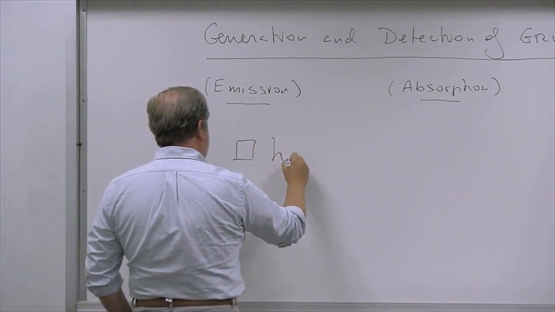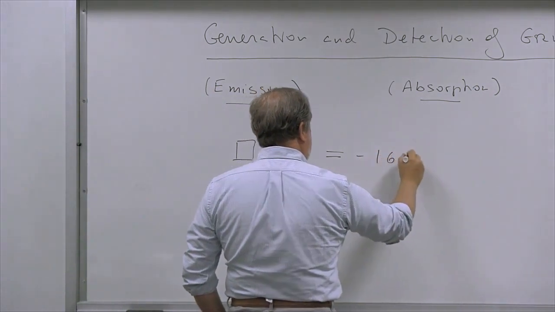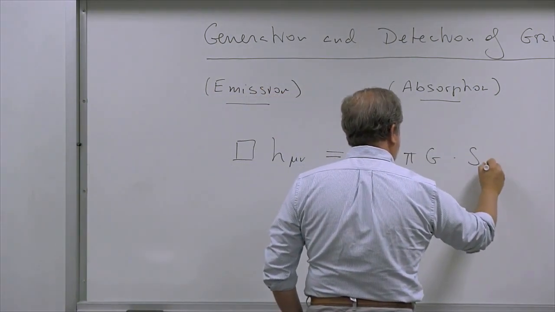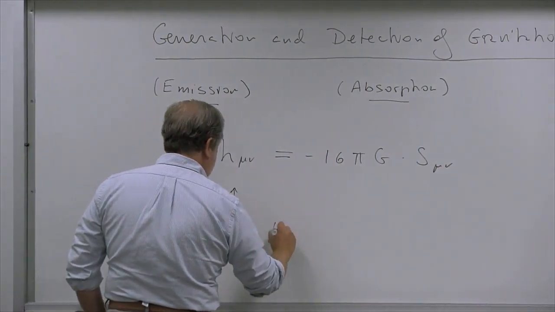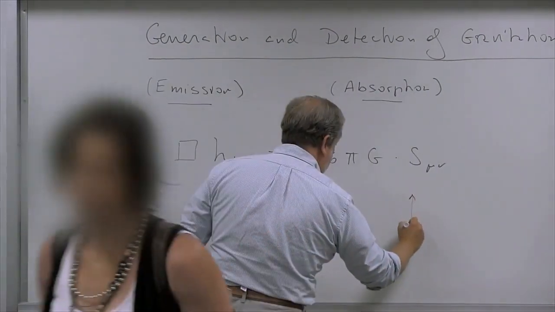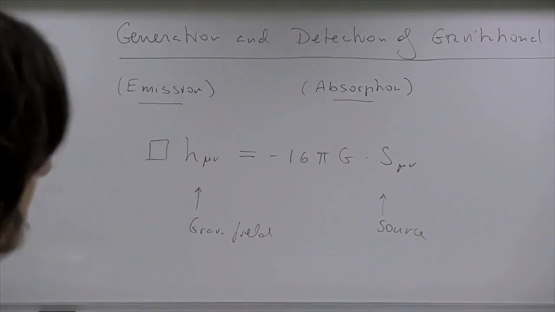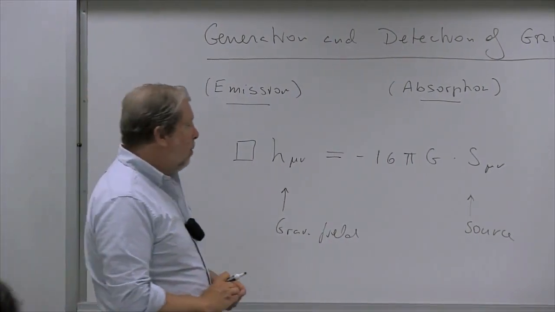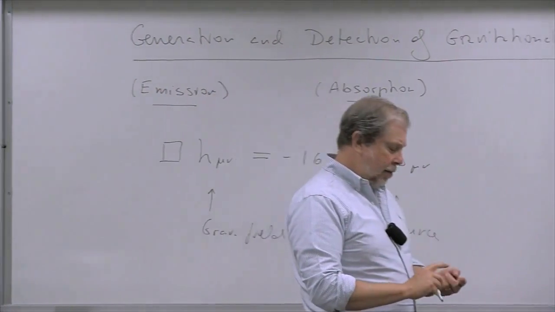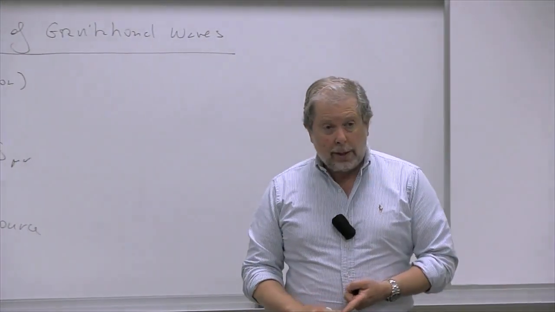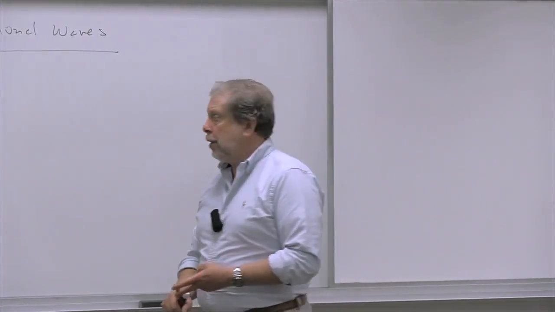So the wave equation was box h mu nu is equal to something like minus 16 pi G times S mu nu. So this is the gravitational field, and this is the source, right? And if you look at an equation of this type, then you find that after imposing a number of conditions, namely after imposing the harmonic gauge condition and the local gauge invariance on the polarization tensor, right?